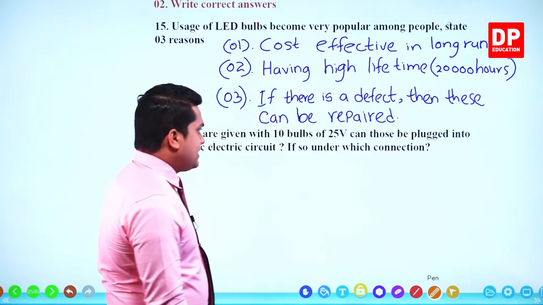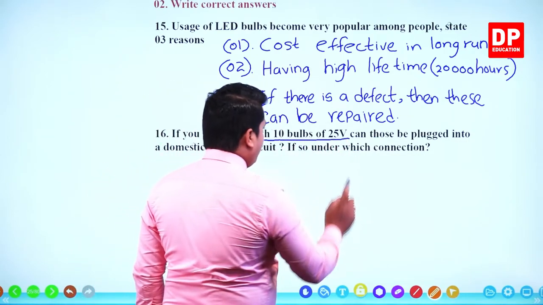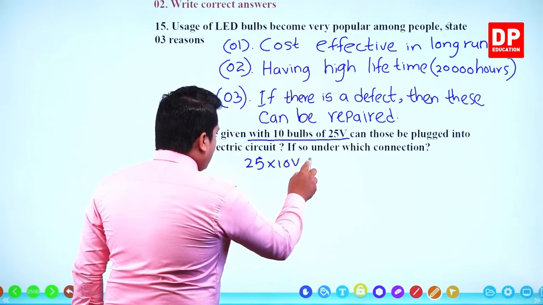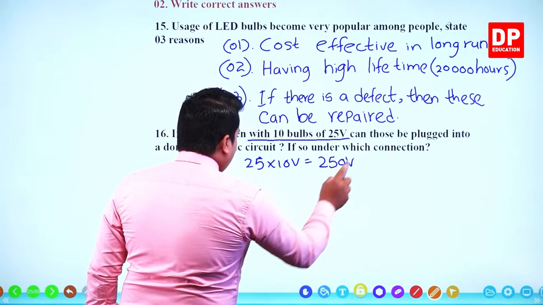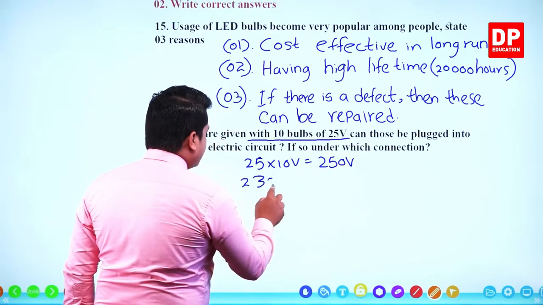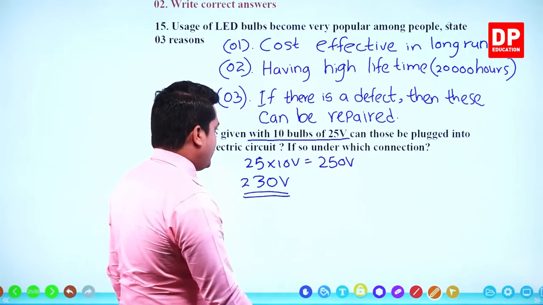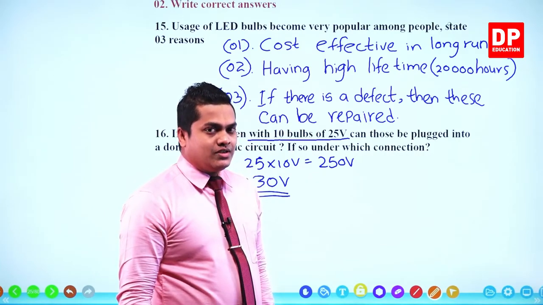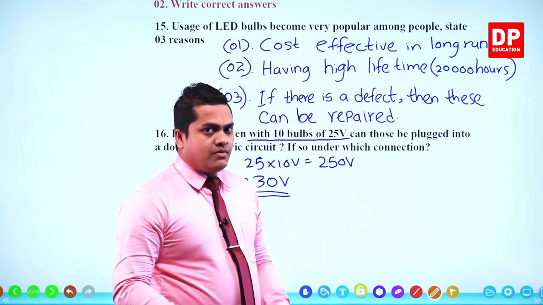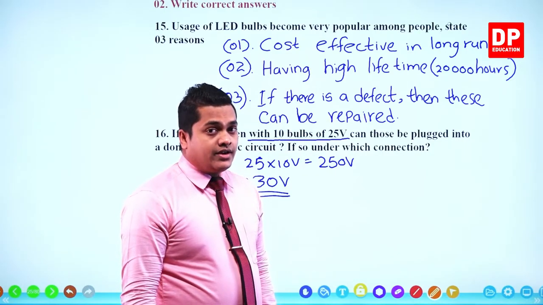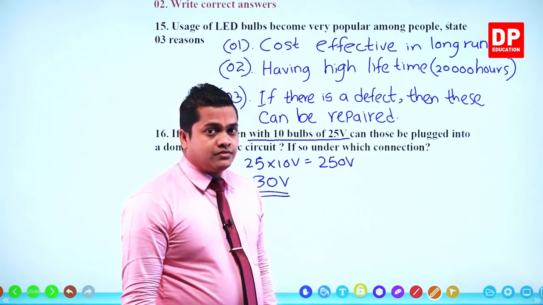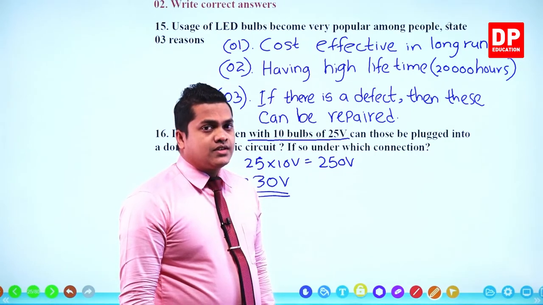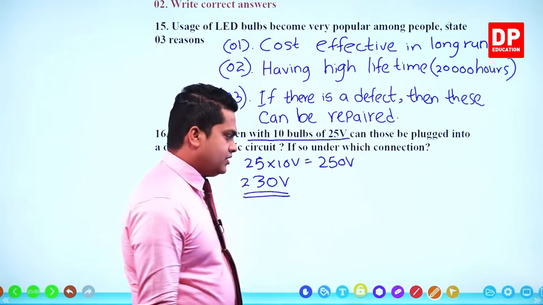Now, if there are 10 bulbs of 25 volts, if you multiply 25 by 10, the answer would be 250 volts. In our normal domestic household circuits, the voltage is just 230. So yes, of course you can plug these 10 bulbs into domestic electric circuits without any trouble. But we have to connect them properly, otherwise all bulbs will burn out, and also you might get hurt. So what is the connection method?